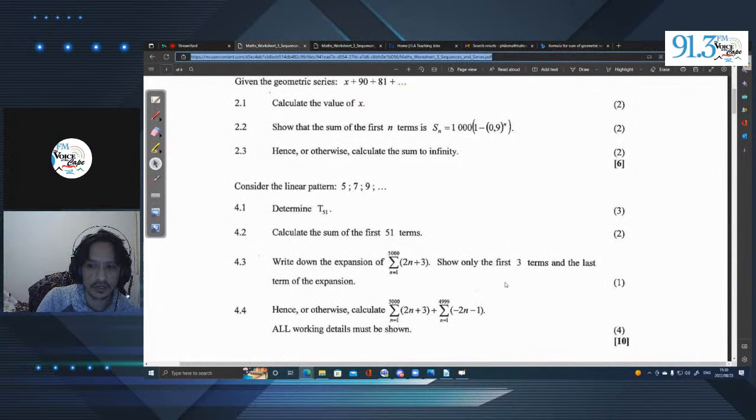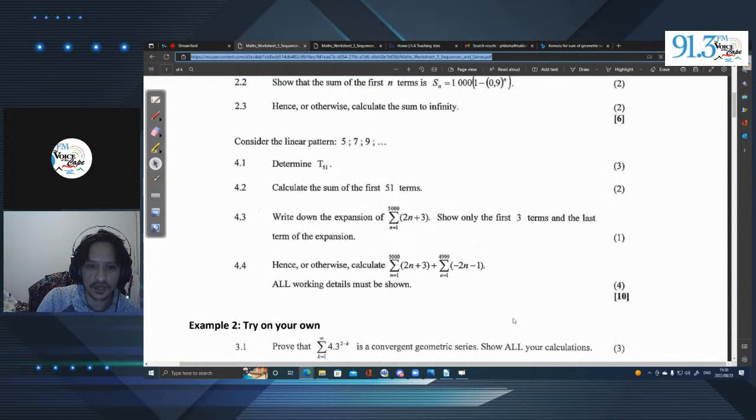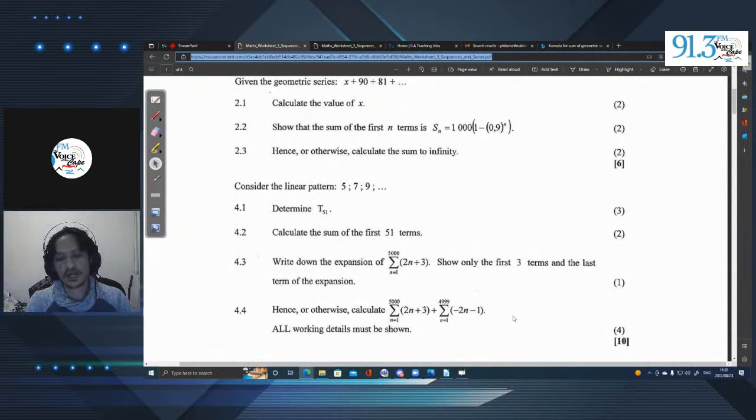Now, for question 4.4, hence or otherwise, calculate the sum of n equals 1 to 5,000, 2n plus 3, plus the sum of 4,999 from n equals 1 minus 2n minus 1. All working details must be shown.